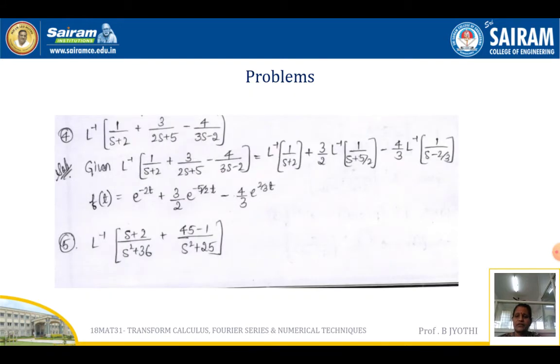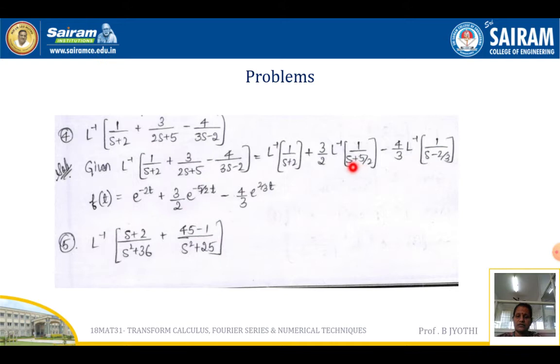Next question. L inverse of 1 upon s plus 2 plus 3 upon 2s plus 5 minus 4 upon 3s minus 2. Consider the given problem and take the constant outside, and if anything is multiplied other than 1 to s, that also needs to be taken outside. So in the first term, s is free from the term, that is 1 is the coefficient, so we don't take anything outside from this.